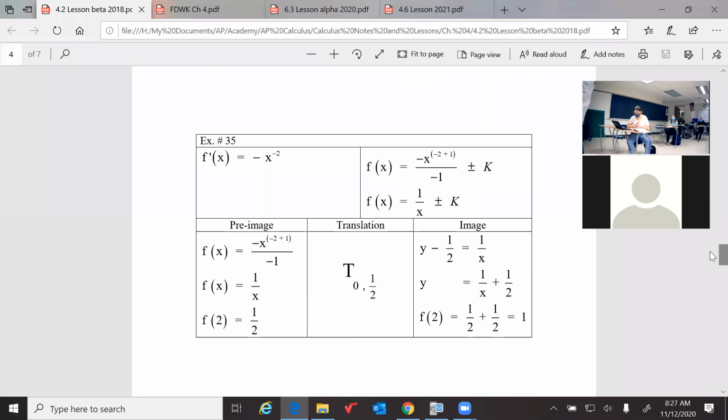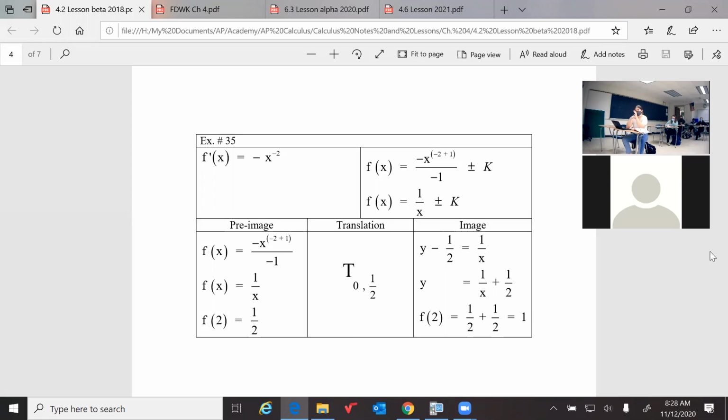Okay, so what do we have? They tell you for this problem, 35, the derivative is negative x to the negative second, which means what? The derivative is negative 1 over x squared. That's the derivative. What the parent graph had to be. So I'm going to undo that. I undo replacing n with n take away 1 by adding 1 to that exponent. Negative 2 plus 1 would be a negative 1.